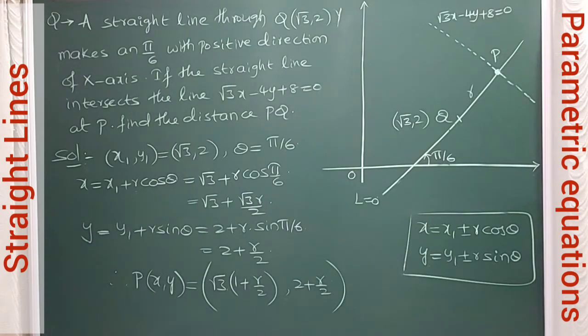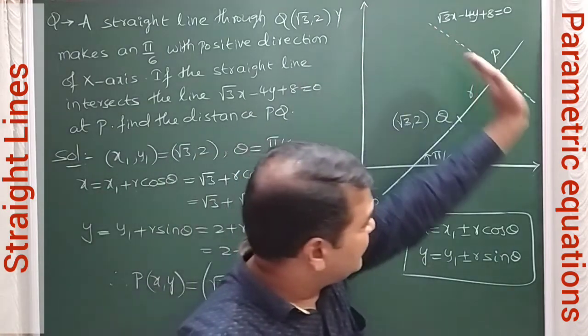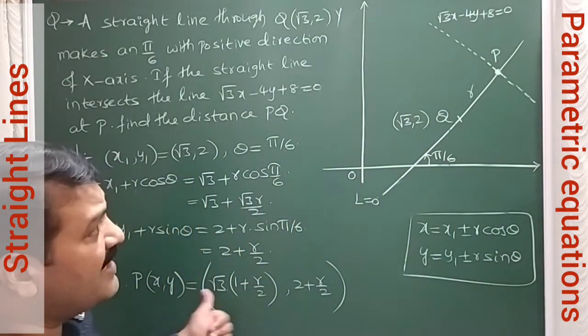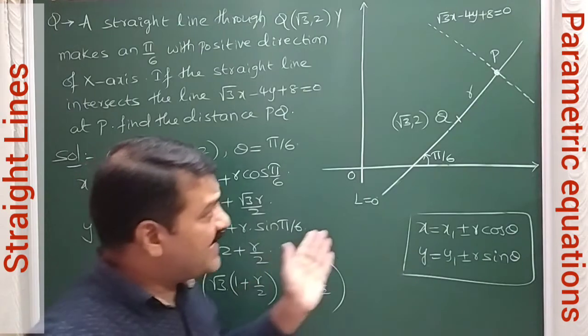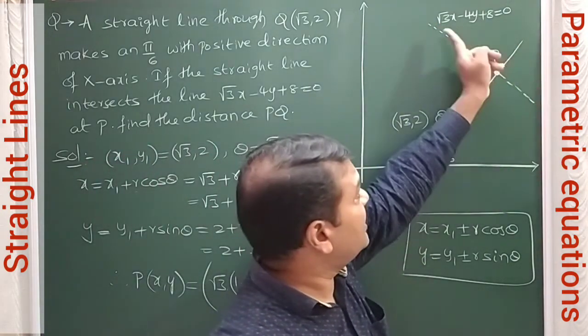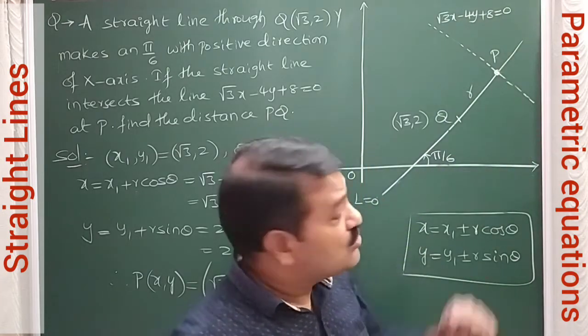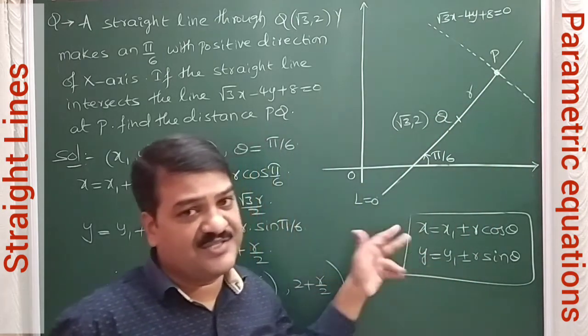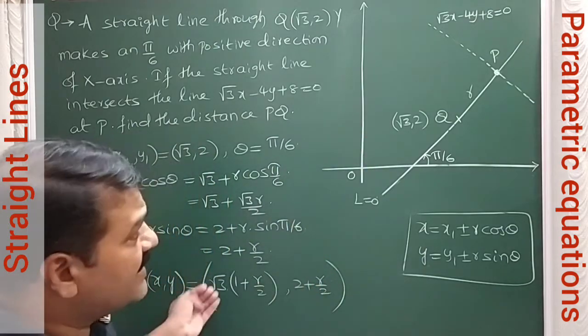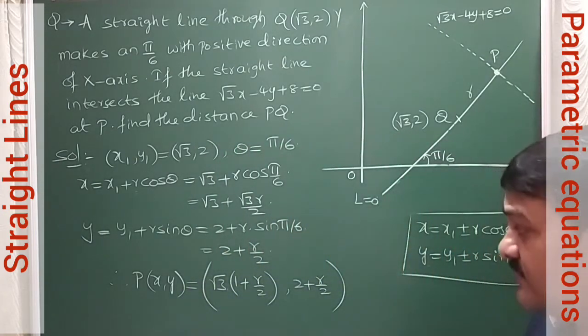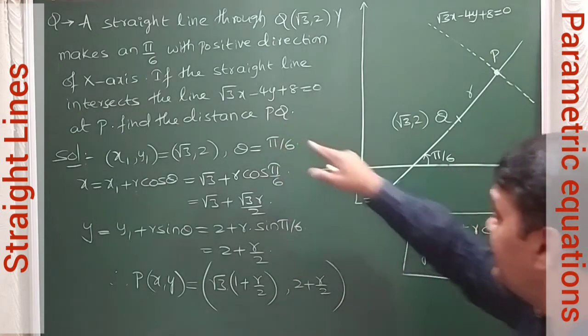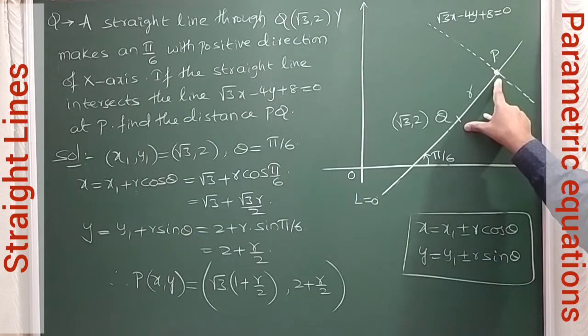Now observe the figure carefully. When you observe the figure carefully, you can easily identify that the point P is actually on this second line. That means whatever point we got here must satisfy this second line, root 3x minus 4y plus 8 equals 0. To find P, we have used parametric equations. Once we got P, we can substitute P in the second equation, and by substituting and solving, we will get R. This PQ length we have taken as R, that only we have to find.